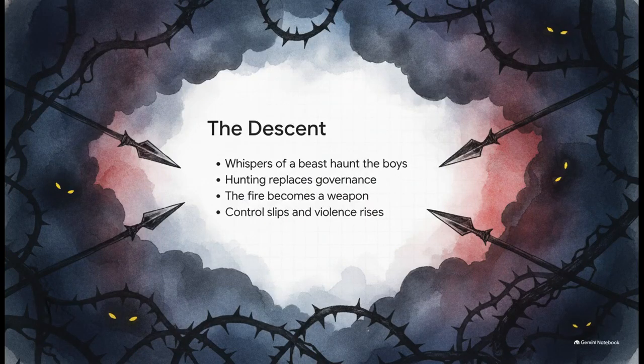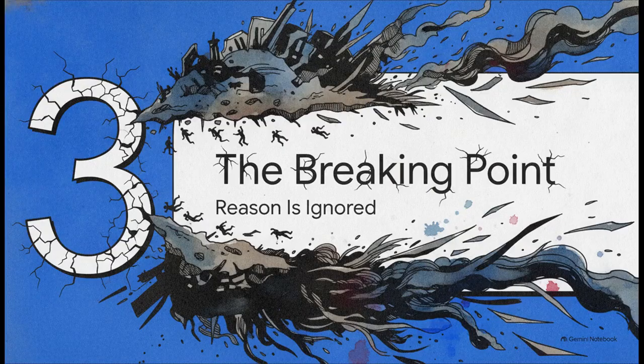As Jack's influence starts spreading like wildfire, a real shadow falls over the group. Whispers of this mythical beast begin to haunt the boys, spreading this completely paralyzing fear across the island. And because of that fear, aggressive hunting just totally replaces democratic governance. Remember that signal fire, their beacon of hope? Yeah, it gets twisted into a literal weapon. Cut off from the rest of the world, their control just slips through their fingers, and the violence absolutely skyrockets. Which leads us directly into Section 3, the breaking point and the destruction of logic.